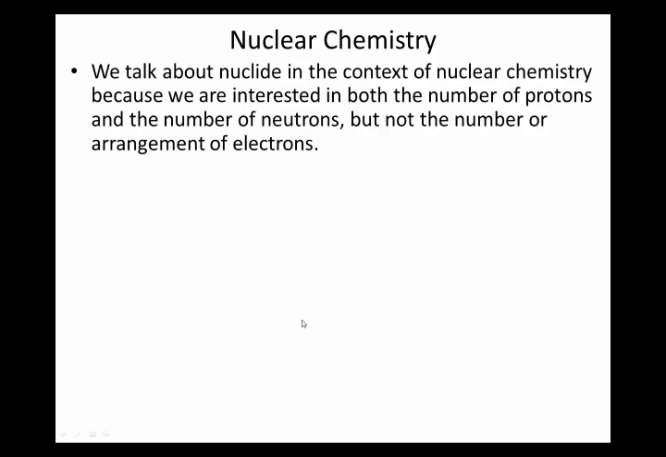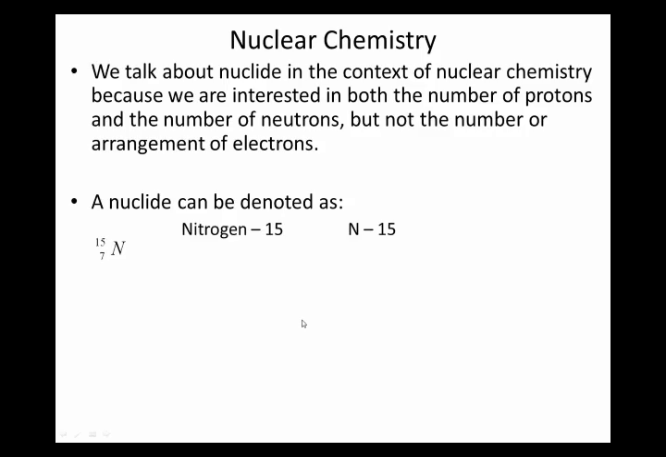So in nuclear chemistry, what we're really interested in is the protons and the neutrons. We don't really care about the arrangement of electrons, which is a drastic shift from what we've talked about before. Now we just care about protons and neutrons. That's all I care about. So here's a nuclide I've shown you before. There are 3 different ways to represent it. One is with this notation we've seen before.